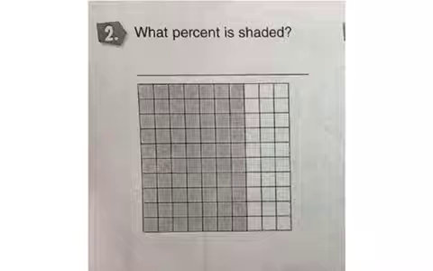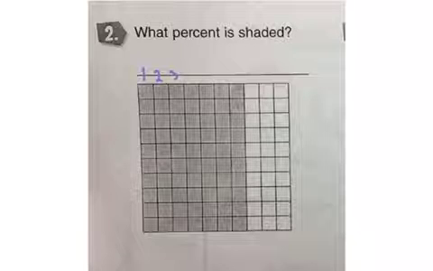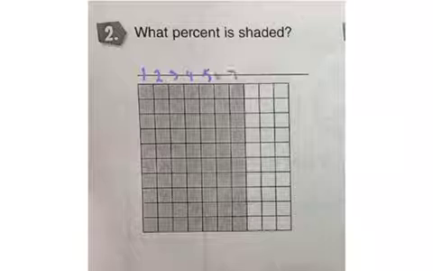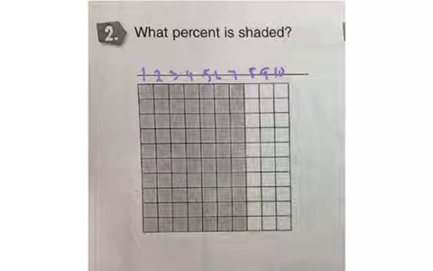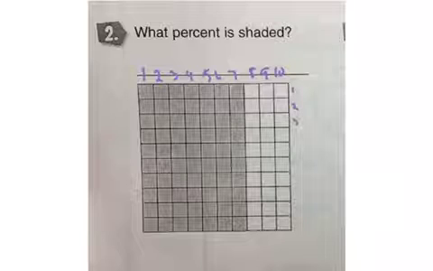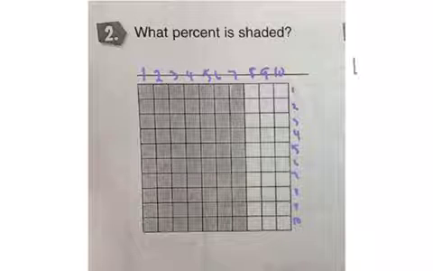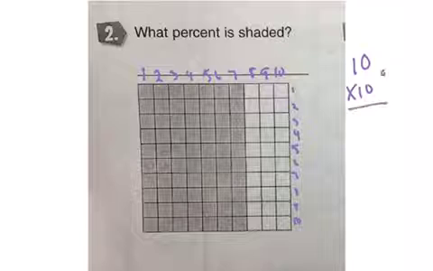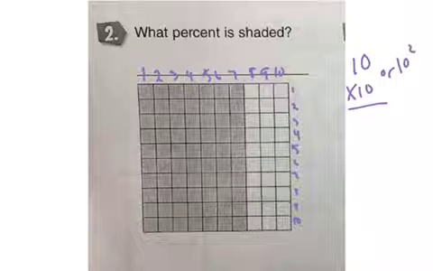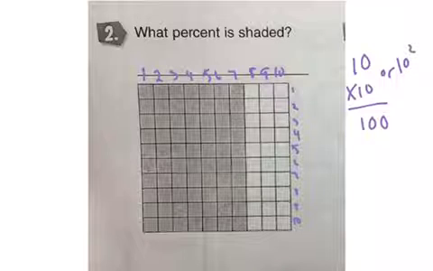I wanted to zoom in on number 2 for you so you could see this a little more closely. So the question is saying what percent is shaded? Well, in order to know what percent is shaded, I need to know how many boxes total there are. So when I look at this grid here, I see that I have 1, 2, 3, 4, 5, 6, 7, 8, 9, 10 columns and 1, 2, 3, 4, 5, 6, 7, 8, 9, 10 rows. So that's 10 times 10 or 10 squared, and that equals, as we all know, 100.